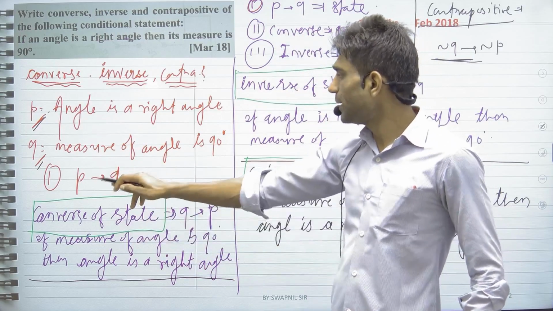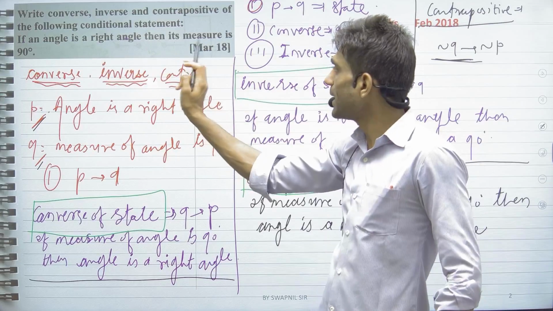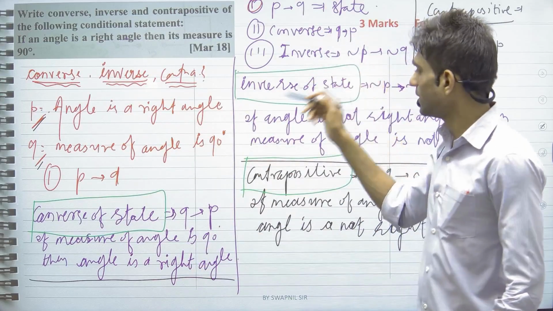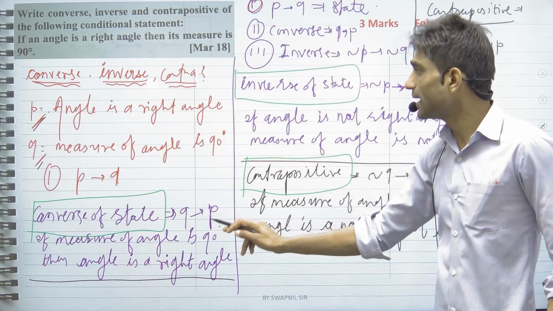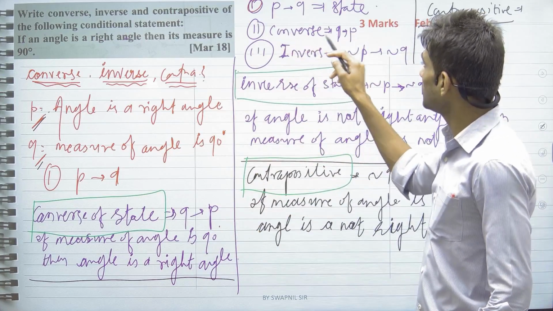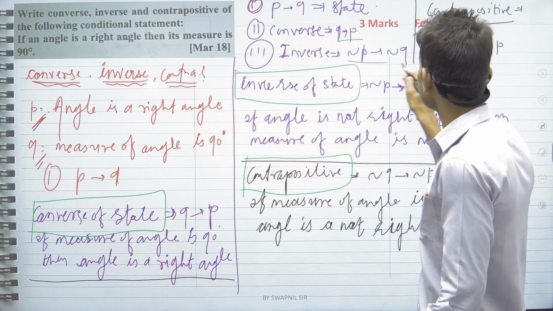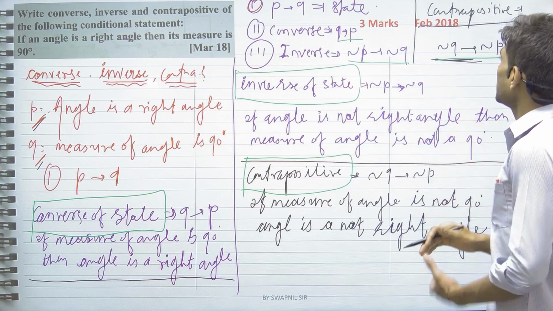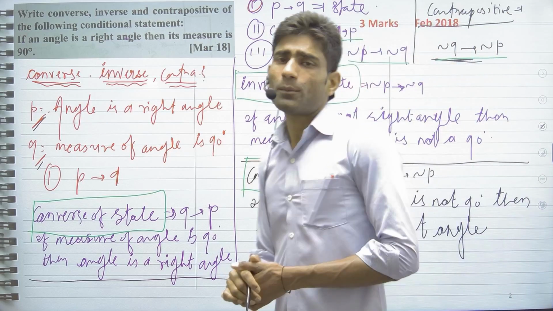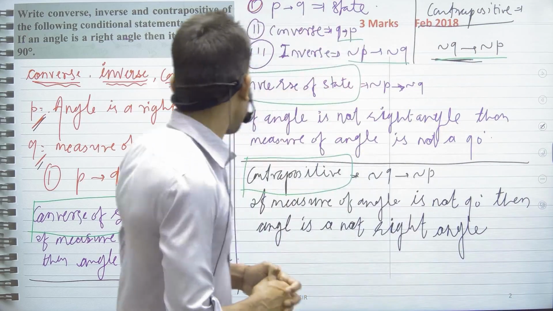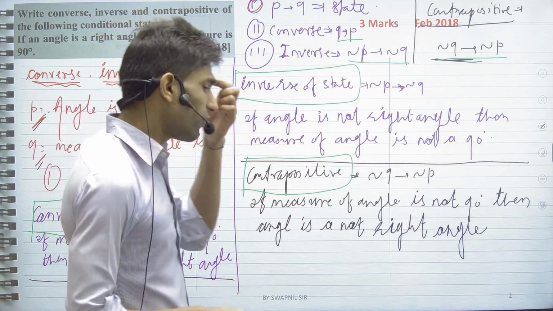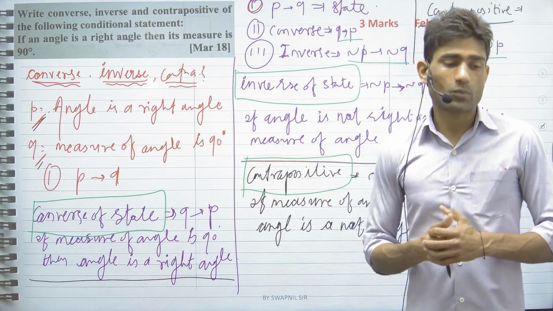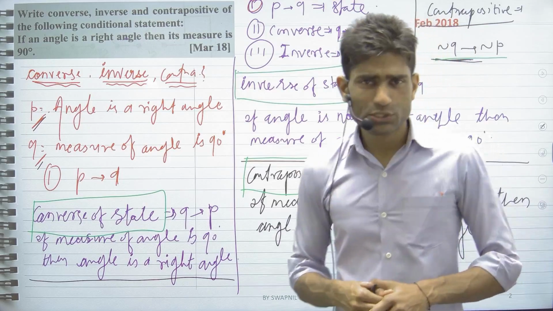I considered statements P and Q, so statement P implies Q is here, and statement Q implies P I got here. The converse is Q implies P, the inverse is negation of P implies negation of Q, and the contrapositive is negation of Q implies negation of P. These four statements are very important for finding the converse, inverse and contrapositive. I'm expecting that you all have understood this solution.